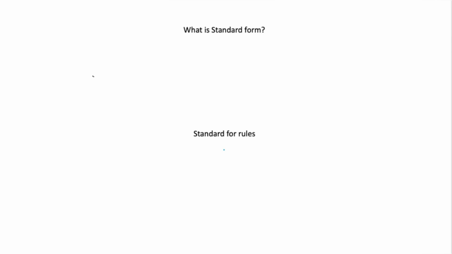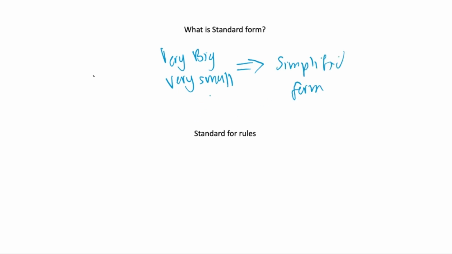First of all, just a bit of an introduction on standard form. So what is standard form? It's converting very big numbers or very small numbers into a simplified form. Let's say, for example, you had 1 million. Instead of writing 1 and 6 zeros, you would write 1 times 10 to the power of 6, or just 10 to the power of 6. This is much shorter than writing 1 million like this. Look how long that is.